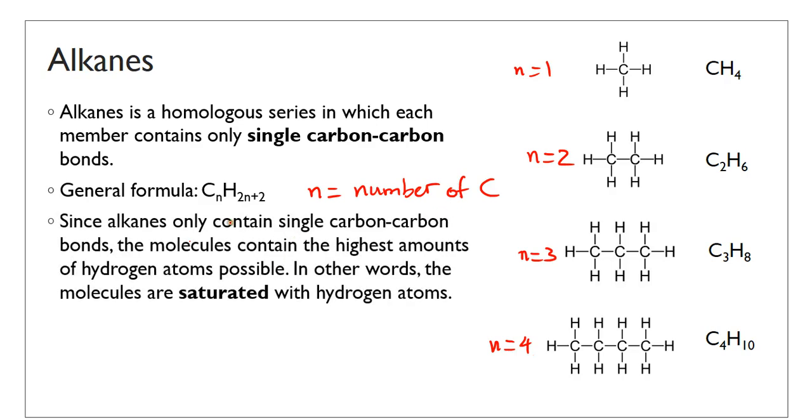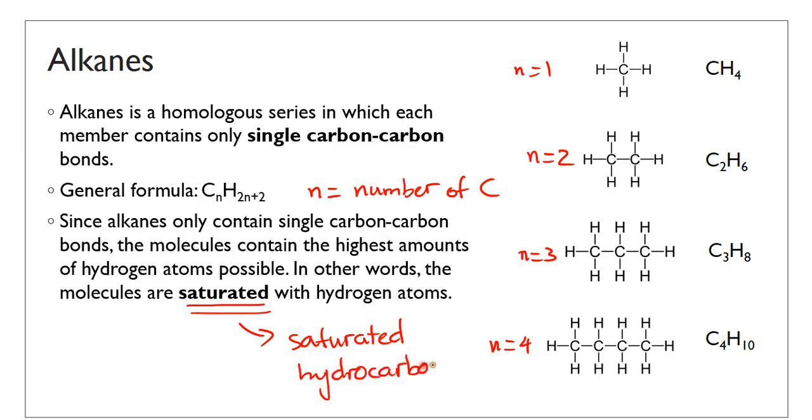Since an alkane only contains single carbon-carbon bonds, the molecule contains the highest possible amount of hydrogen atoms. So there's a name for this: this is called a saturated hydrocarbon. It is saturated with hydrogen. You cannot possibly take any more hydrogen atoms than the amount that an alkane takes. So an alkane is a saturated hydrocarbon, or sometimes people just say it is saturated.